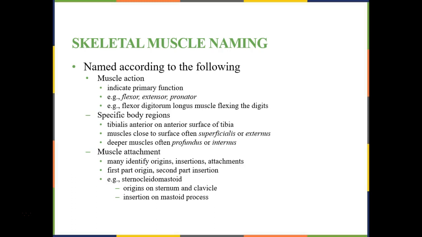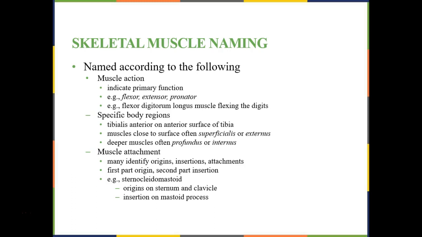Specific body regions, so muscles that are at a specific region of the body and named for that body region. Example, temporalis. It's found on the temporal bone. It originates on the temporal bone and it inserts on the mandible. So it's named for the body region. Tibialis anterior is on the anterior of the tibia. That's another one.